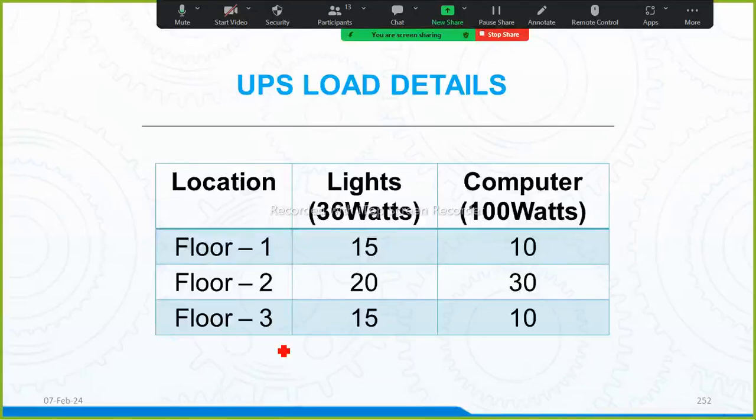Now I have taken a small example. If you want fans, you'll add fans also. Now let us calculate the UPS size required for this load, as well as the battery bank size required to get a backup for a particular time.